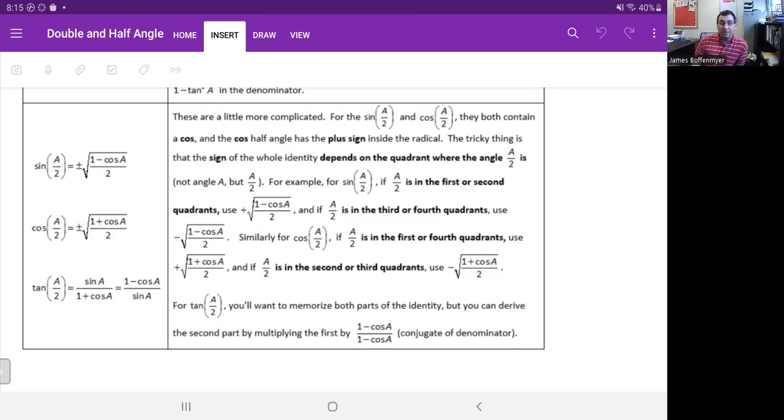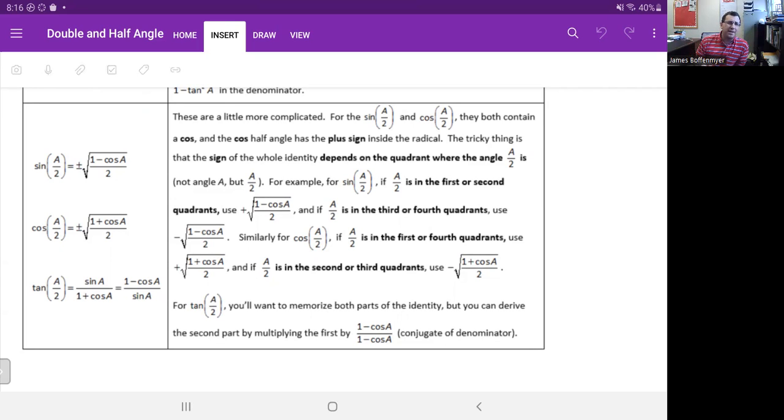The half angle identity for cosine is cosine of your angle over 2 is equivalent to plus or minus the square root of 1 plus cosine of your angle, over 2. And that's the half angle identity for cosine. For tangent, there are 2 identities you can use, and it does not matter which one you choose. The first half angle identity for tangent is sine of your angle over 1 plus cosine of your angle. That's also the same thing as 1 minus cosine of your angle over sine of your angle.